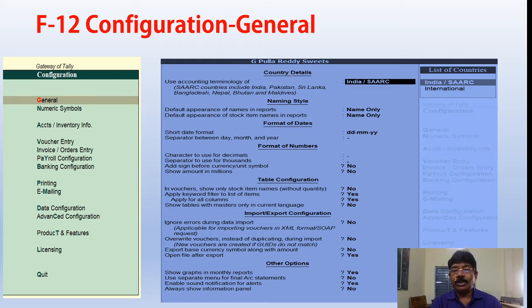In the general, country details: which country. For SAARC countries, there are separate agreements, and such agreements were given in the software. That's why if we are dealing with these countries, we can select SAARC, India SAARC. If not, then we can go for international. Next, naming style: how the name is to be displayed in reports, only name or names with alias. And the dates, how they are to be displayed.